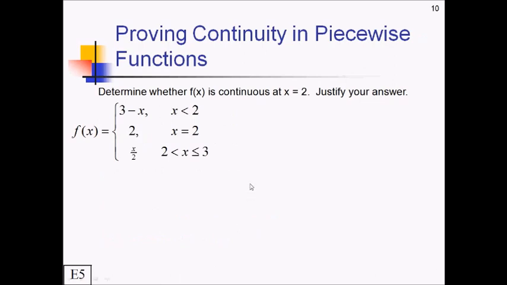We'll do one more example. Pause the video and figure out whether this function is continuous at x equals 2. All right, so left-sided limit, we're going to be using this first rule for x less than 2. So 3 minus 2 gives us 1.